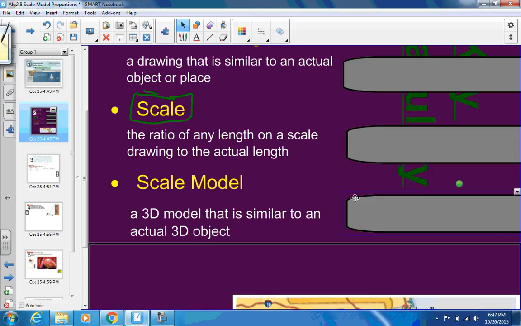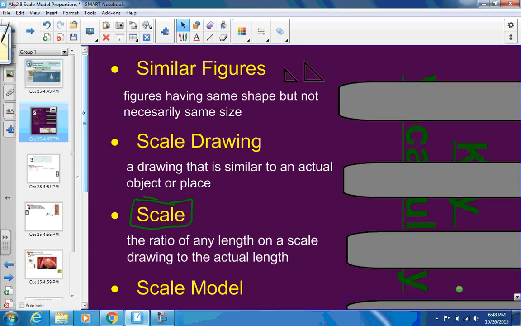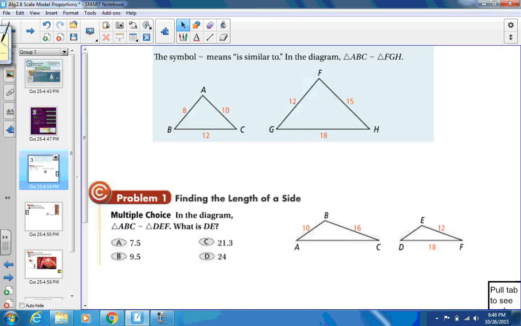And then a scale model, we're talking about 3D models. Maybe you've made a model airplane before, or a model car. It's a 3D model that is similar to an actual 3D object. You might think of a Matchbox car. A lot of times they are proportional or similar to an actual car, but they're very, very much smaller. Those are our four terms that we're going to be using today. We're going to jump right in with some examples.